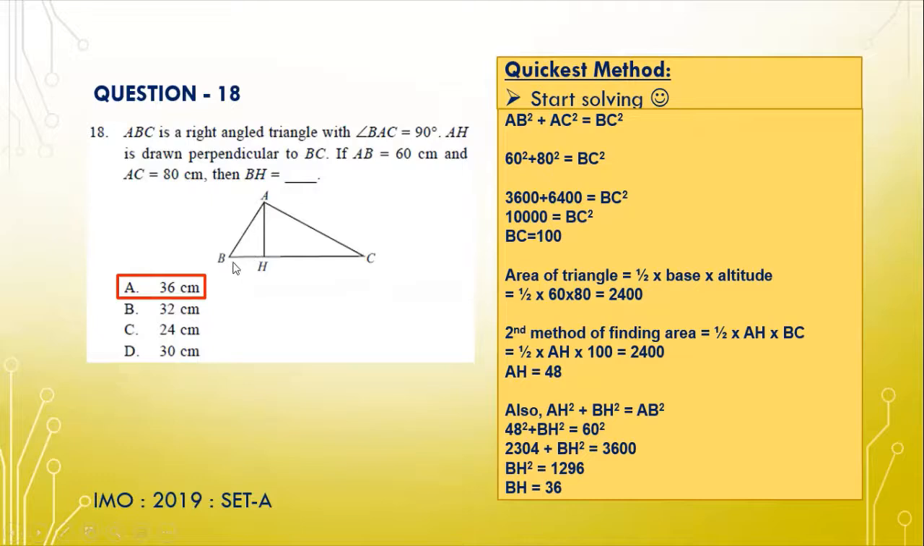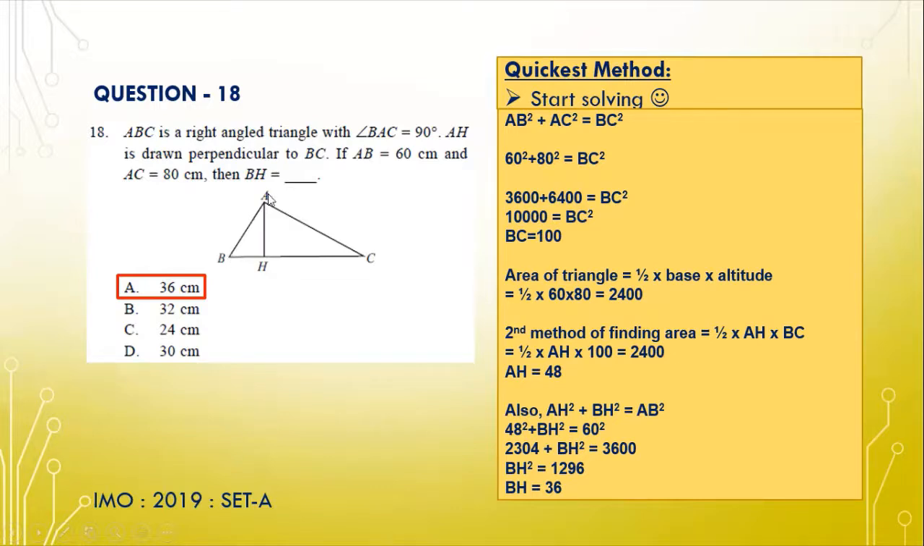So this is Pythagoras theorem. AB square plus AC square is BC square, because this is 90 degrees. What is AB? AB is 60. AC is 80. 60 square is 3600. 80 square is 6400. It is equal to BC square. 10,000 is BC square. So what is BC? BC is square root of 10,000, which is 100.